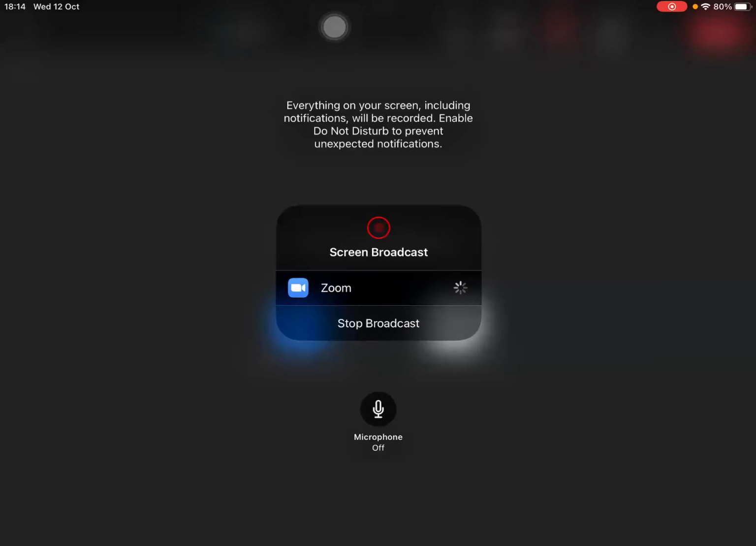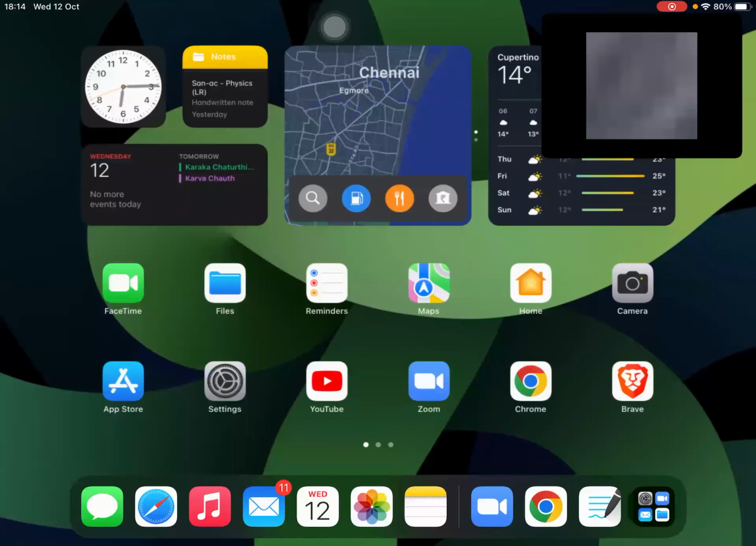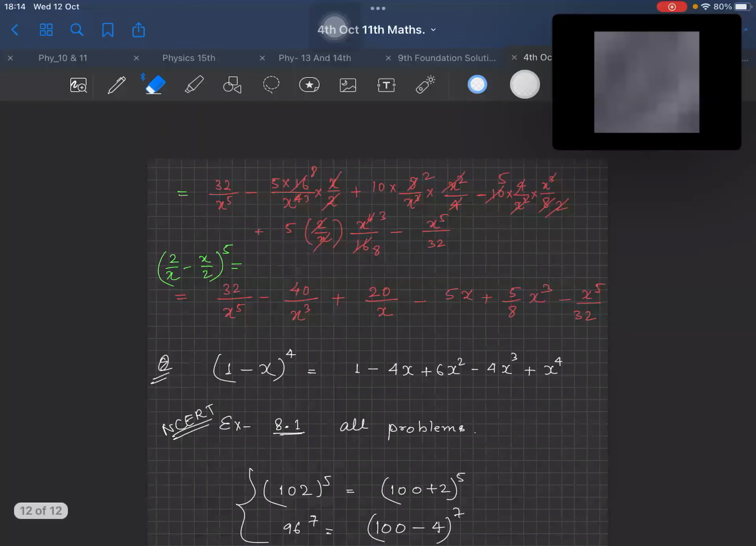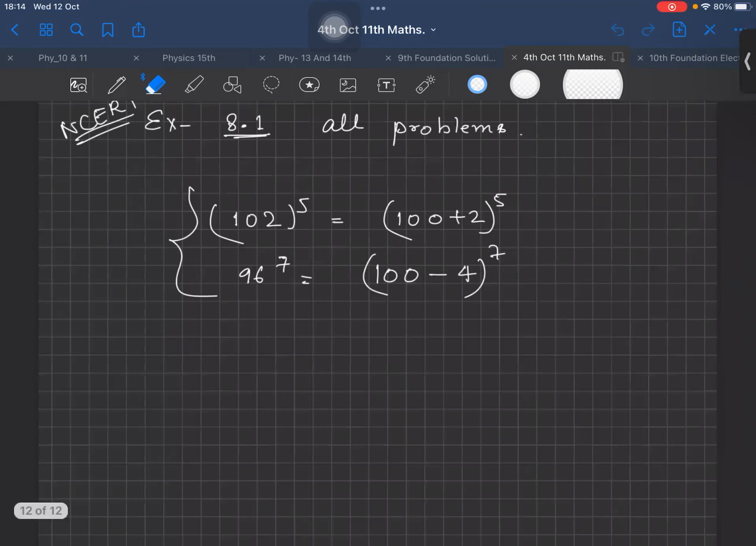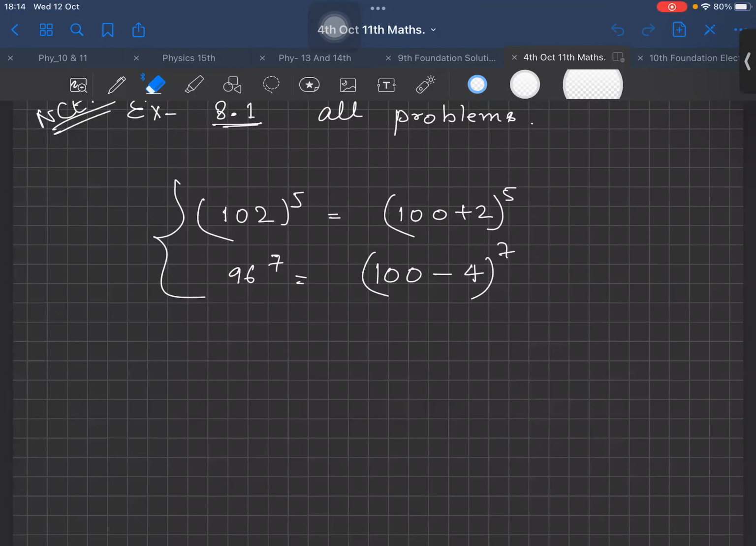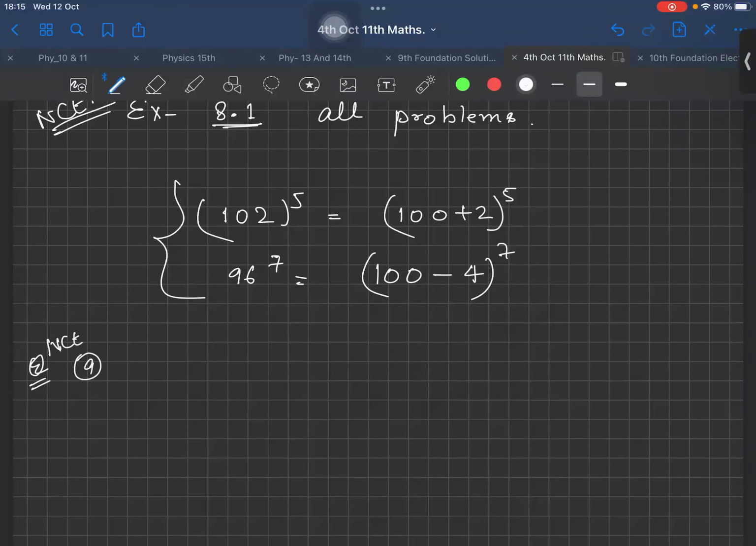I've got the host ID, so I'll share the screen. Can you see the screen, everyone? Okay, I think we were here. This is where we left, right? At last I gave you some suggestion on how to solve. You try using this method. Everyone solve question number 9 of NCERT Exercise 8.1 first.